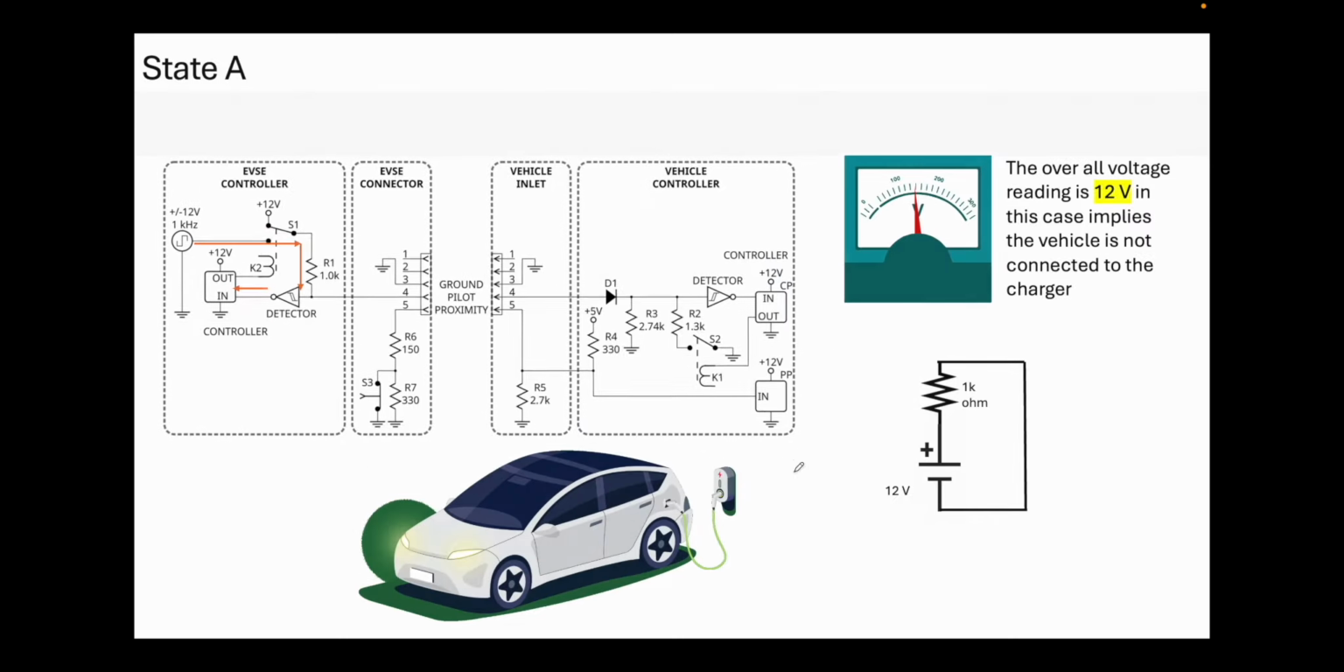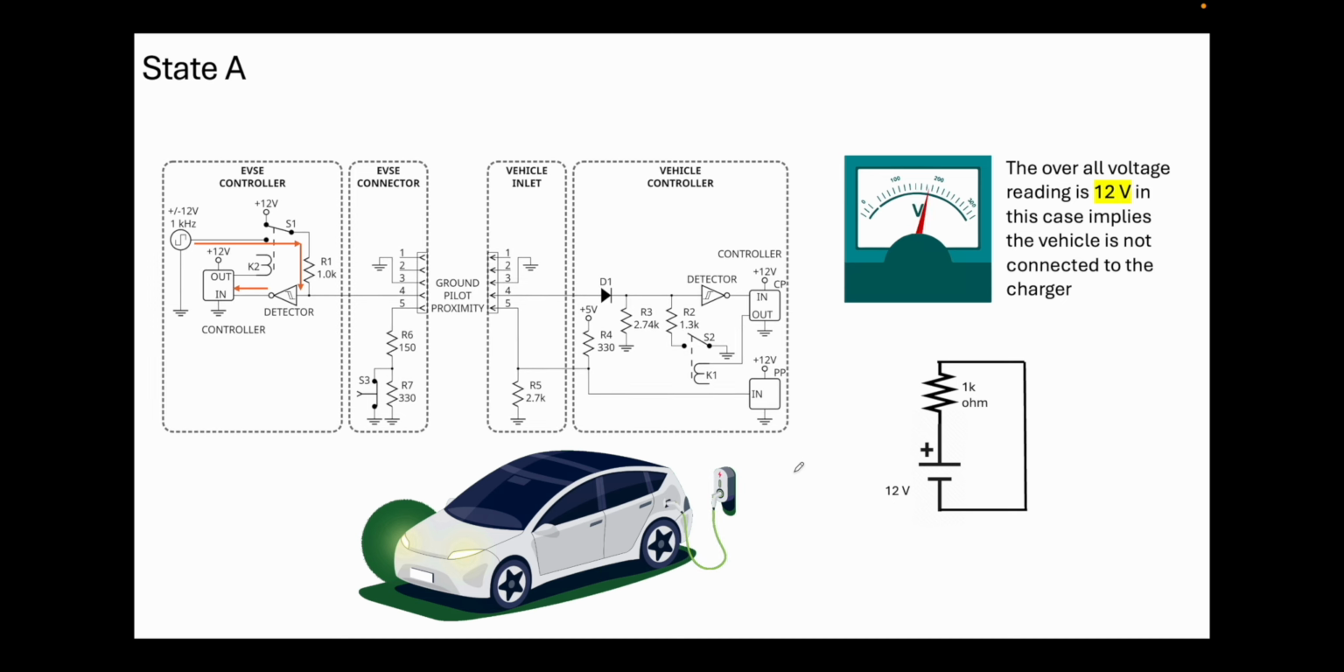So coming to the first state over here, the state A. In this state, the vehicle is not connected to the charger, and in this case, you will get no connection. So these male female pins are not getting connected, and out of these, pin 4 is the control pilot pin, and as you can see it is not connected. And when it is not connected, if the switch gets closed, at that moment you will be able to see a voltage drop of 12 volt through this 1k resistor.